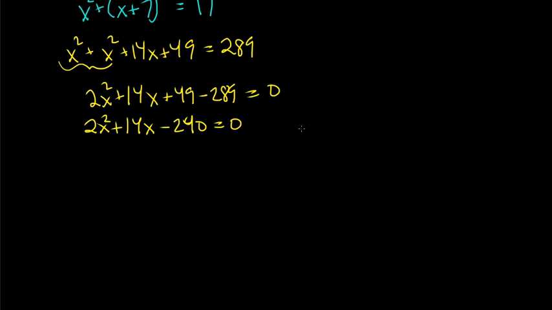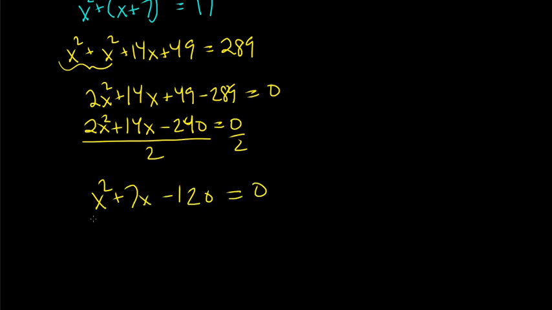So before you go plugging these numbers into the quadratic formula, notice you can divide everything here by 2. So you're going to get x squared plus 7x minus 120 equals 0. Right. Now, if you want to plug these numbers, a is 1, b is 7, c is negative 120, into the quadratic formula, go right ahead.